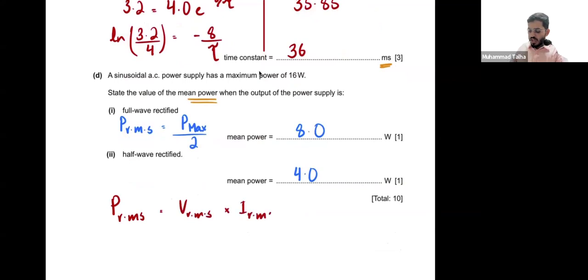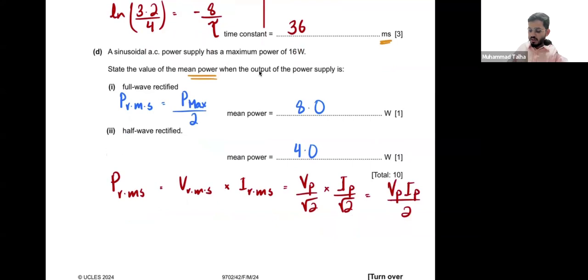If I write this as my peaks, I would write this as my V peak over root 2. Similarly, RMS I would write as I peak over root 2. So there's a root 2 squared in the denominator, so that's V peak I peak over 2. And what is V peak I peak? This is just your peak power, which leads to this expression here. So the power gets halved. For a full wave rectified output, this is how the mean power is.